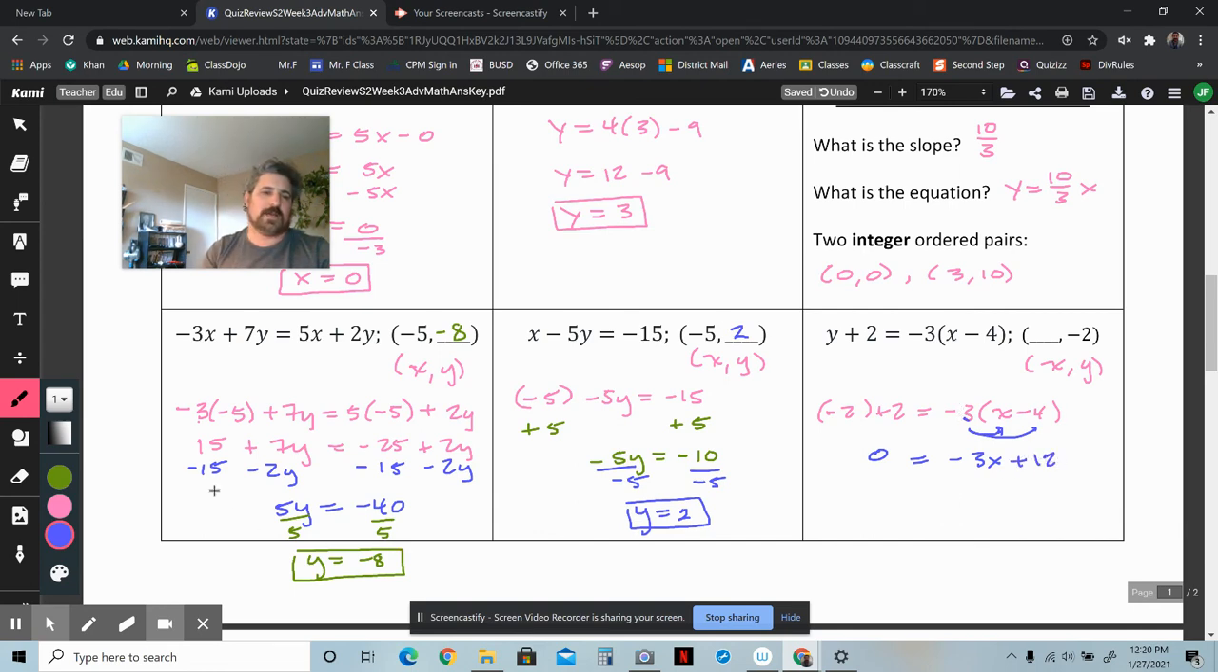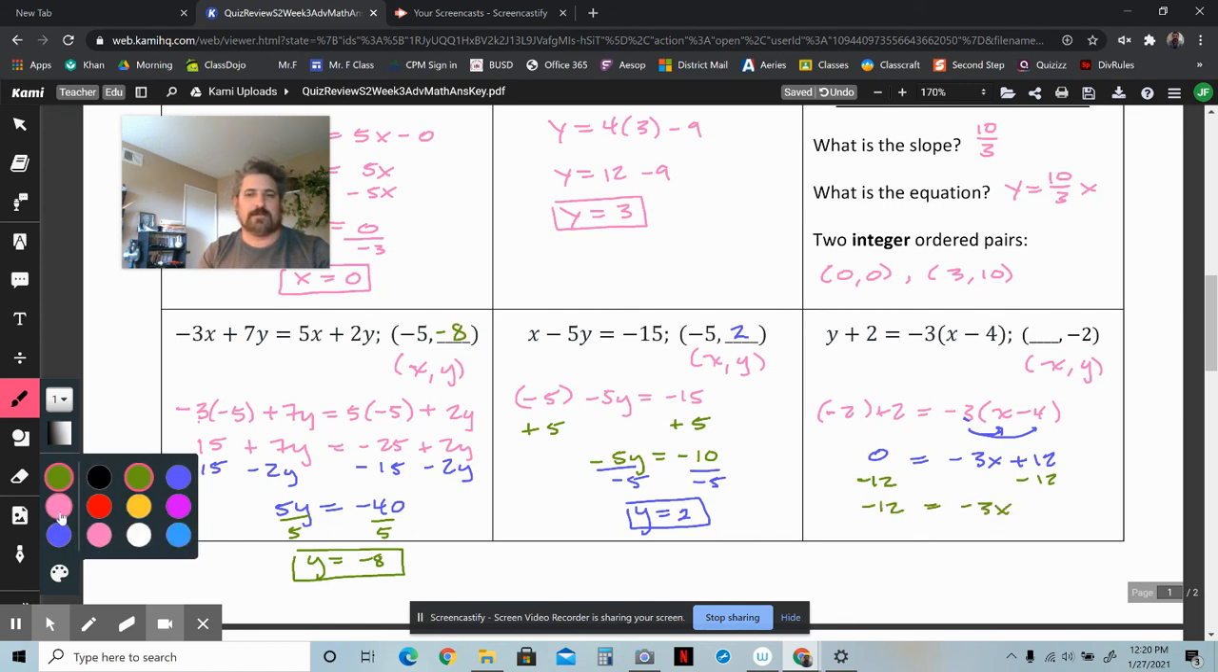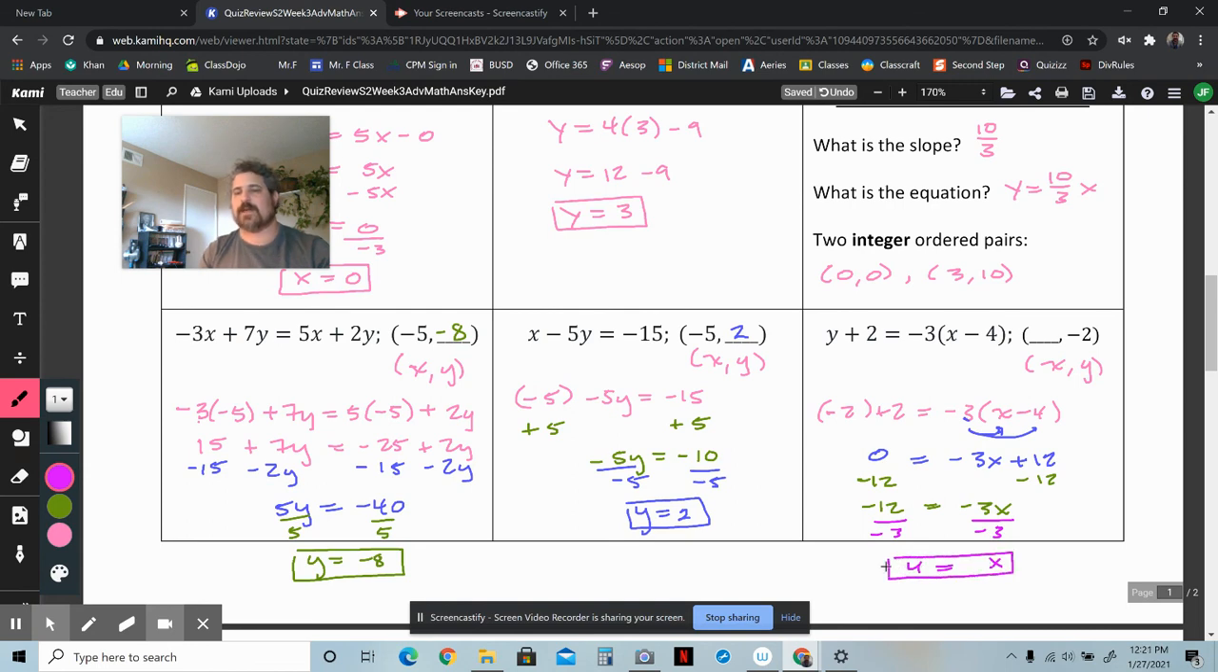Well, we don't want the x's and numbers on the same side, so we want to get rid of that positive 12 and subtract 12 from both sides. And then you're going to get negative 12 is equal to negative 3x. You don't want the value of negative 3x, you want the value of 1x, so you're going to divide both sides by negative 3, and you're going to get the value of x, which is 4. And that's how you do that problem.